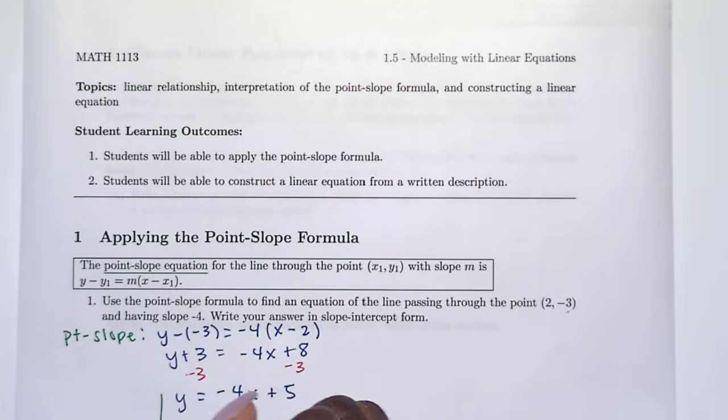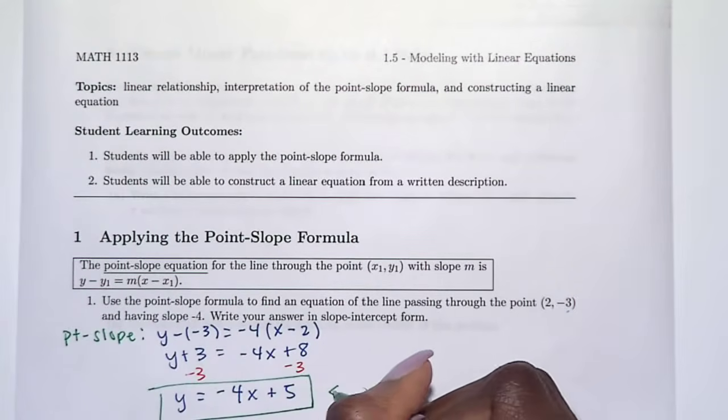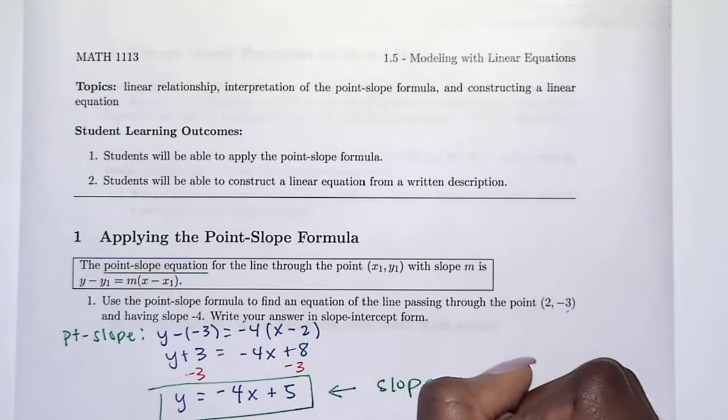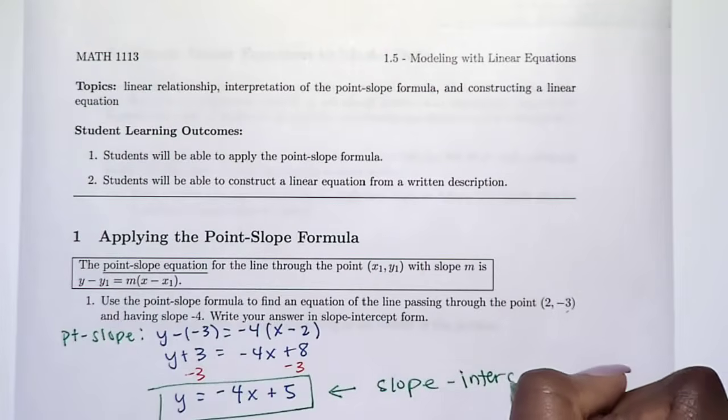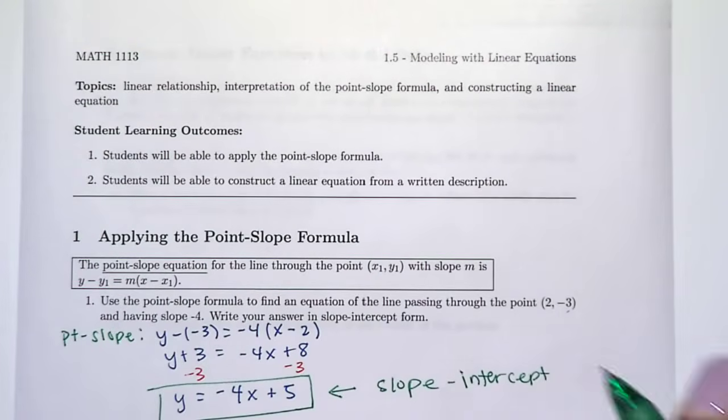All right, so now we have our answer, and it is in slope-intercept form, where -4 is our slope, and we know that our function crosses the y-axis at 5. Y equals 5. Okay, let's do another one.